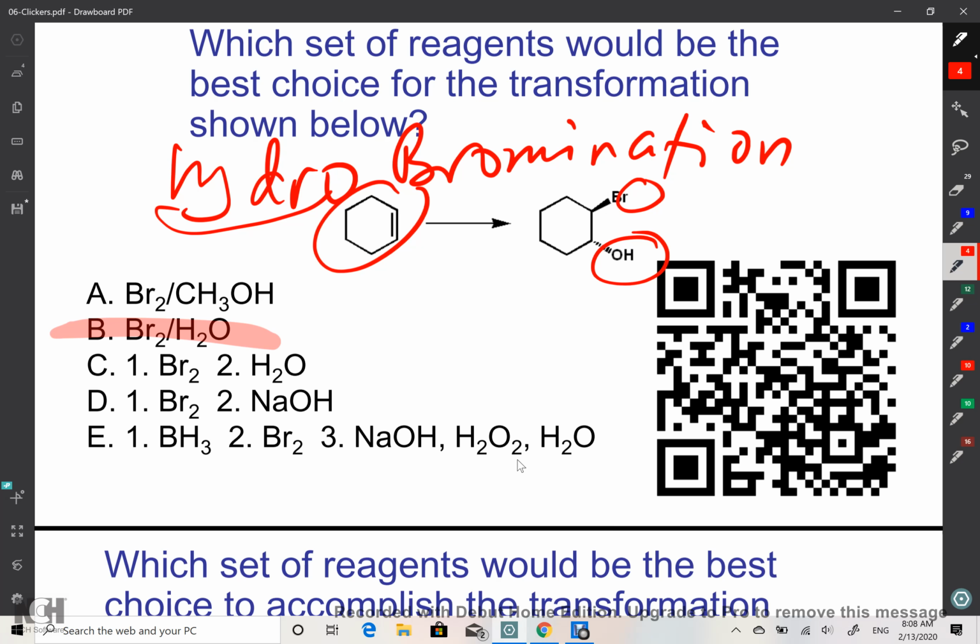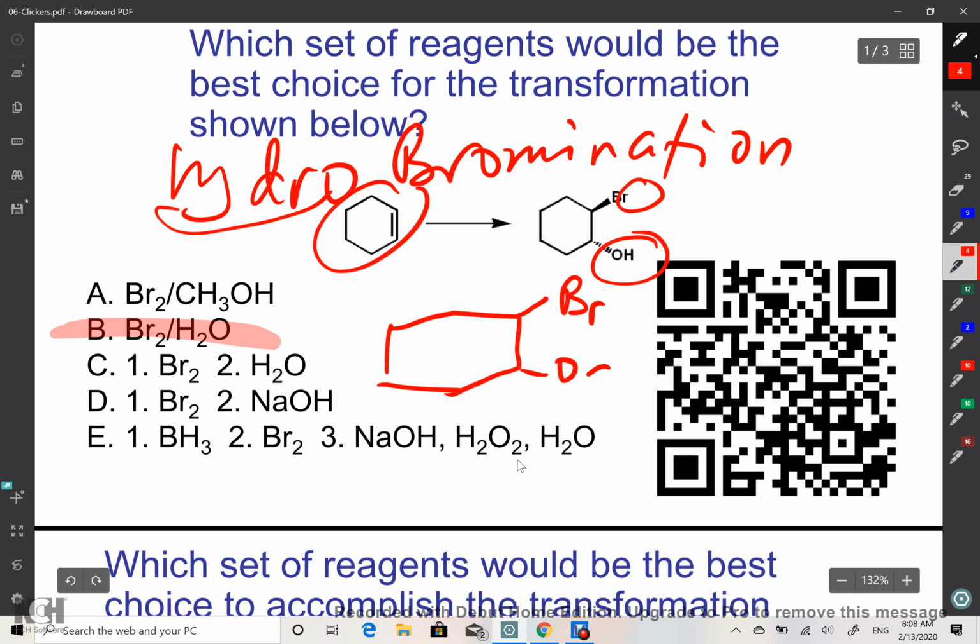If you do A, instead of having the OH, you will have OCH3. Does that make sense? If you decide to perform A, that's exactly what you will have. Does that make sense?